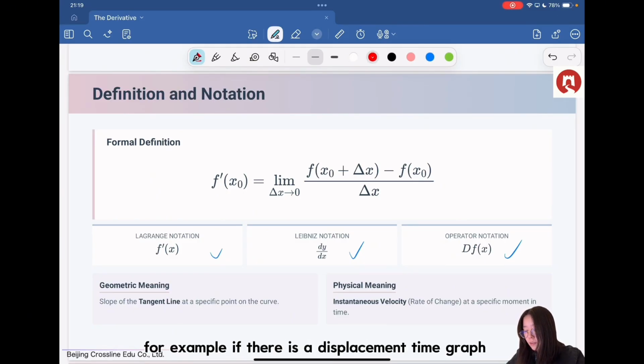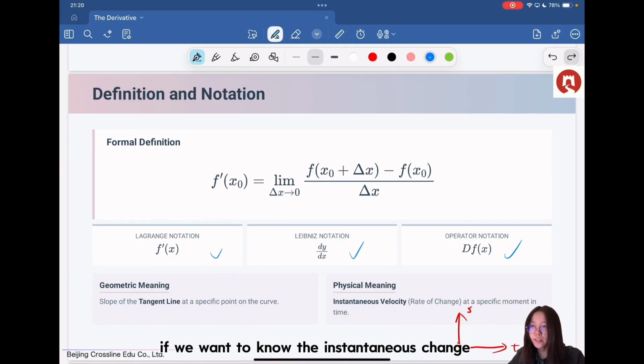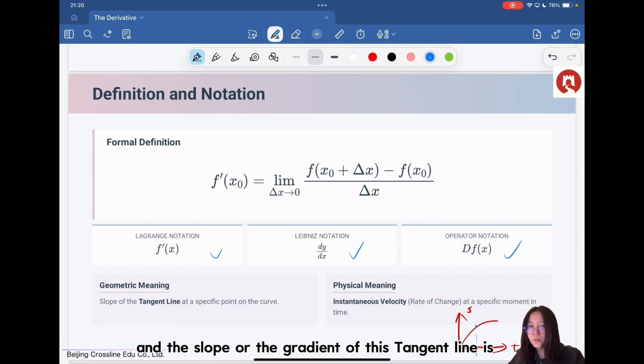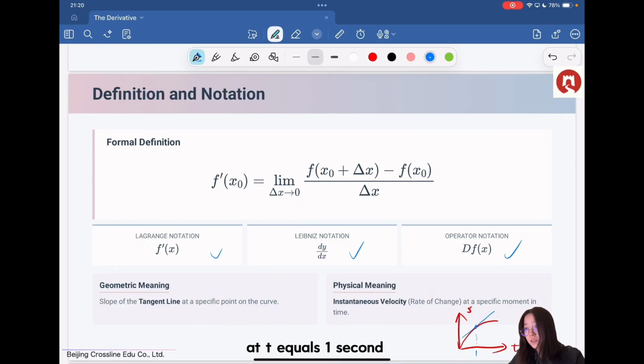And we may understand it better when we learn physics. For example, if there is a displacement time graph and it changes like this, if we want to know the instantaneous change, for example at t equals 1 second, then we should draw a tangent line here, and the slope or the gradient of this tangent line is the instantaneous change of displacement at t equals 1 second, or we say this is the instantaneous velocity at this point, okay?